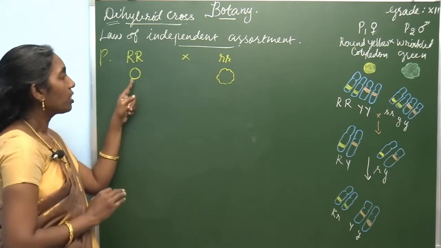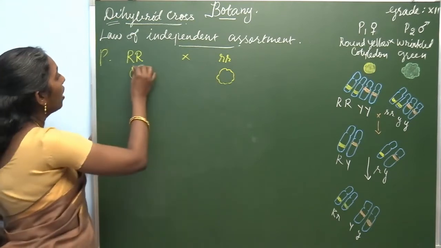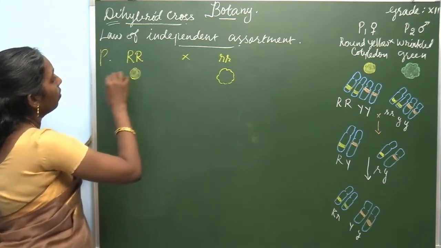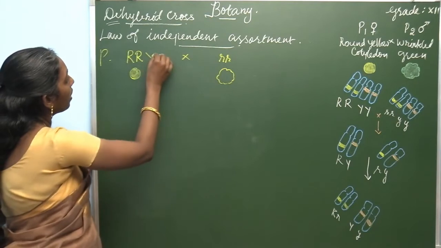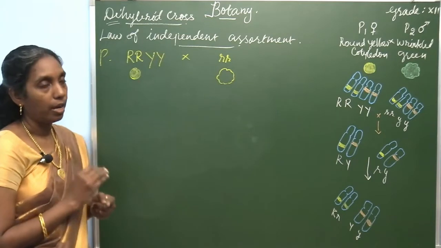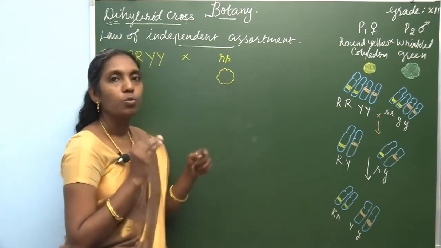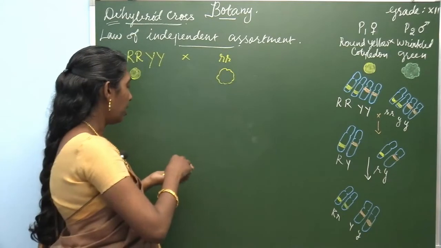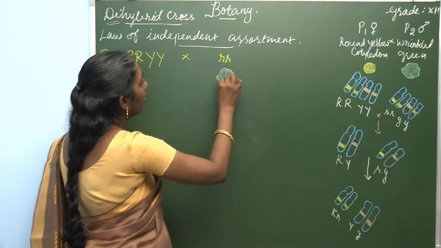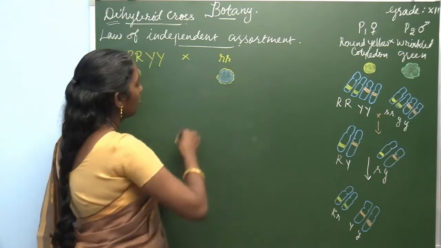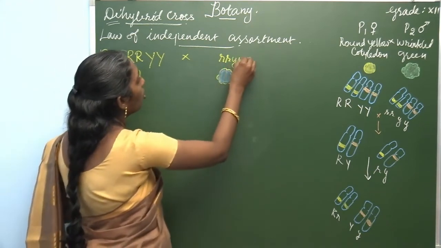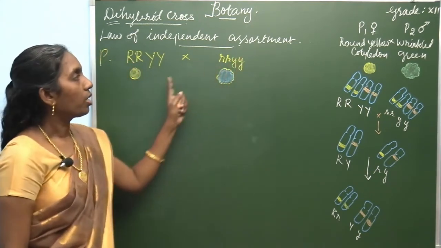One is round shape and the color is yellow. The color of the cotyledon is yellow, round yellow. So, capital R, capital Y represent round yellow. Here small r, wrinkled green. Here the color is green, wrinkled green. So, it represents small r, small y. This is the contrasting character.